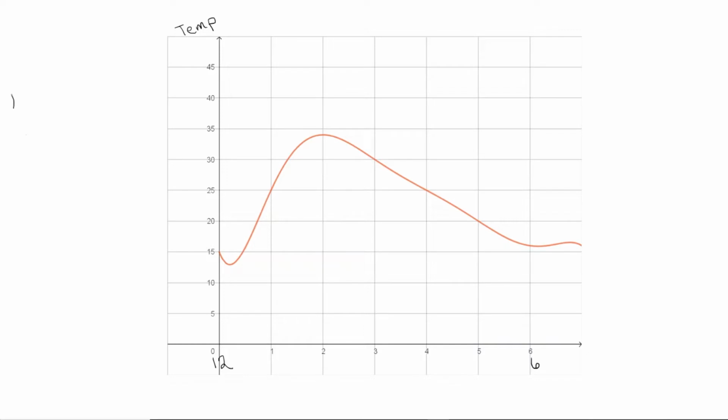Another thing I could look at from this graph is the net change. And if I want to look at the net change from 1 to 3, if I look at f of 1, I see my output as 25. And if I look at f of 3, I see my output as 30. So my net change will be 30 minus 25, which is equal to 5. In other words, from 1 o'clock to 3 o'clock, it has changed 5 degrees.